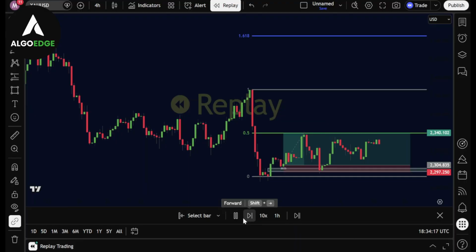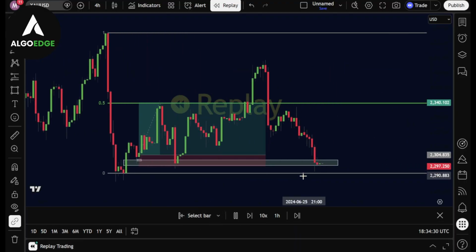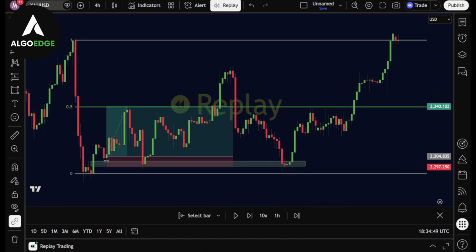What's also interesting is what happens afterward. Notice how price continues to respect this overlapping fair value gap area, reacting to it multiple times. This repeated reaction adds further confidence that overlapping fair value gaps can become highly respected zones in the market.